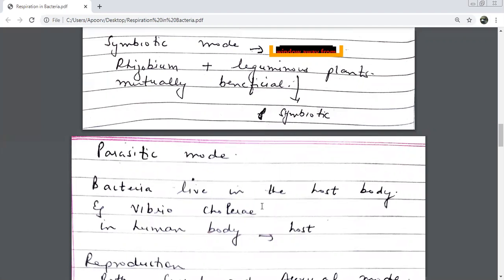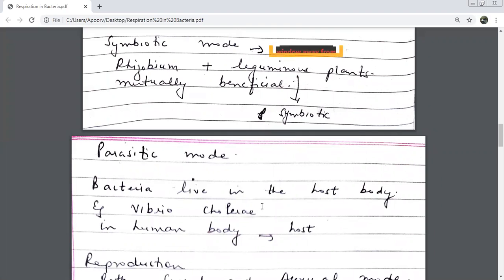Second category of heterotrophs was symbiotic mode. The best and the simplest example you've been doing for years now is Rhizobium. Rhizobium has a symbiotic association with which plants? Leguminous plants. You already know about this. I've not gone into details of why it is symbiotic, what the plant is doing, what Rhizobium is doing. So let's not go to that.